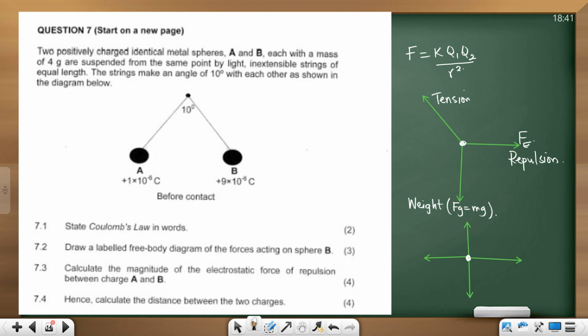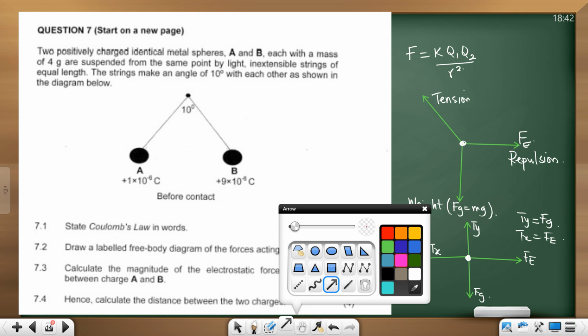Ty. Tx is on that side. Fe is on that side. And what is this? Weight, Fg. Again, vertical forces are going to be equal, and Tx will be equal to your electrostatic force. Oh, so the question says calculate the magnitude of the electrostatic force. Just get Tx. Can you resolve?